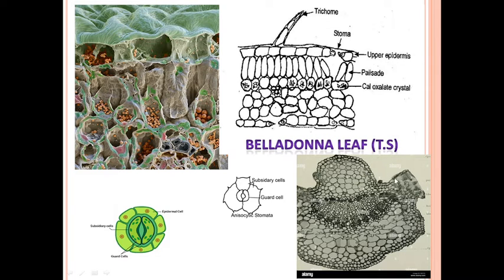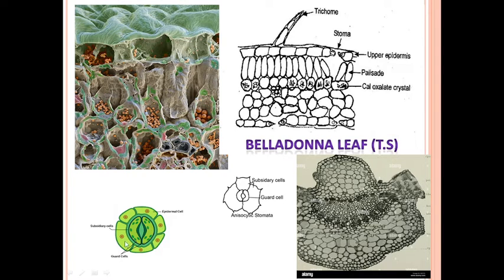for exchange of gases. So this is the anisocytic stomata, in which the stoma is surrounded by two guard cells. These guard cells are bean-shaped or kidney-shaped, and they are surrounded by three subsidiary cells, out of which one cell is very small compared to the other two. Such a structure of stomata is known as anisocytic stomata.